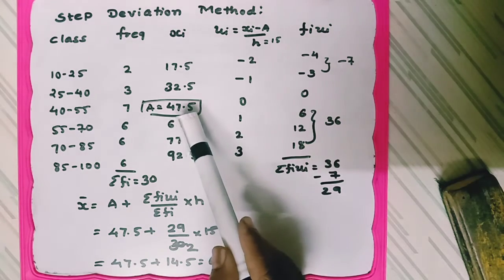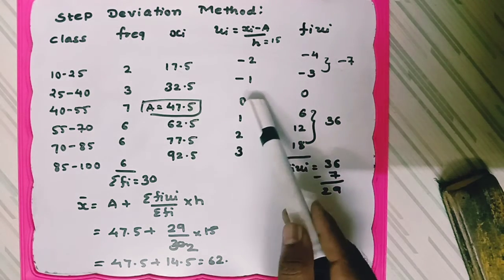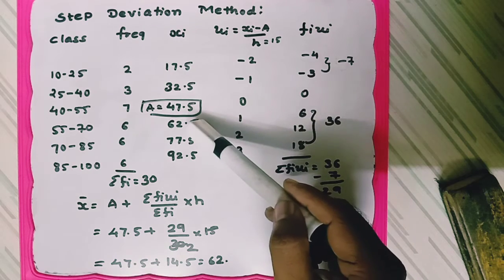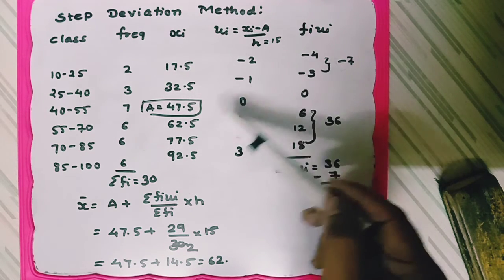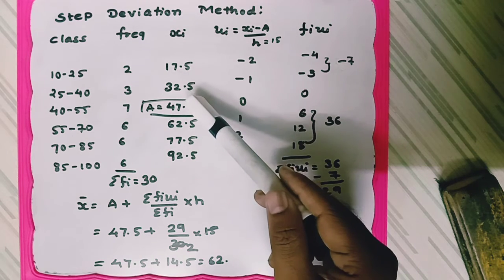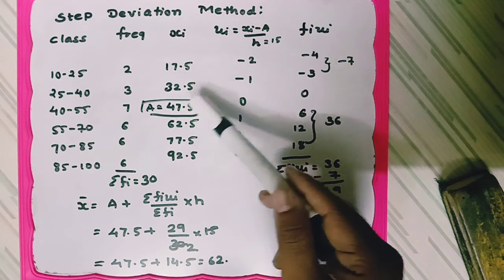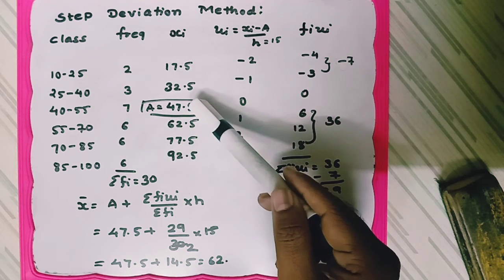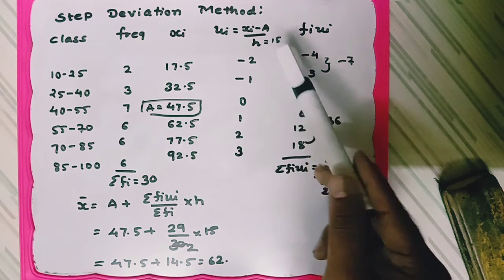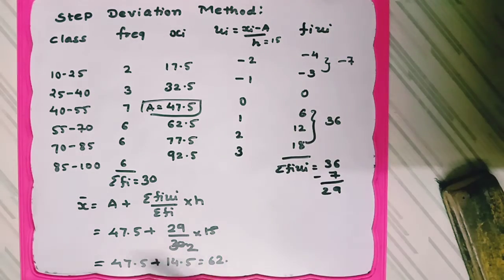Here 47.5 minus 47.5, 0 divided by 15, 0. Here 62.5 minus 47.5, 15 divided by 15, 1. 77.5 minus 47.5, 30. 30 divided by 15, 2. And 92.5 minus 47.5, 45. 45 divided by 15, that is 3.